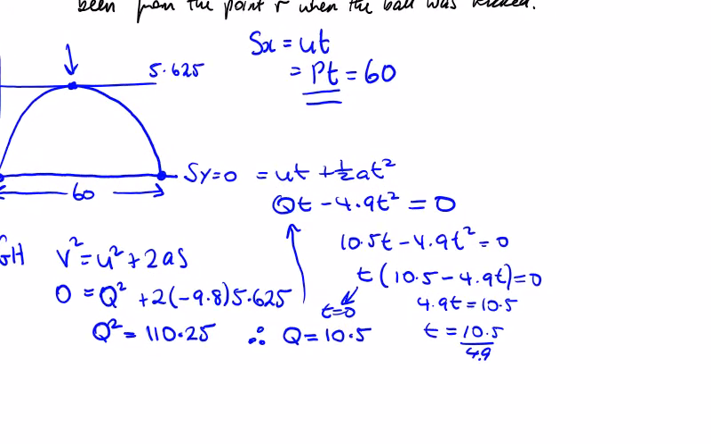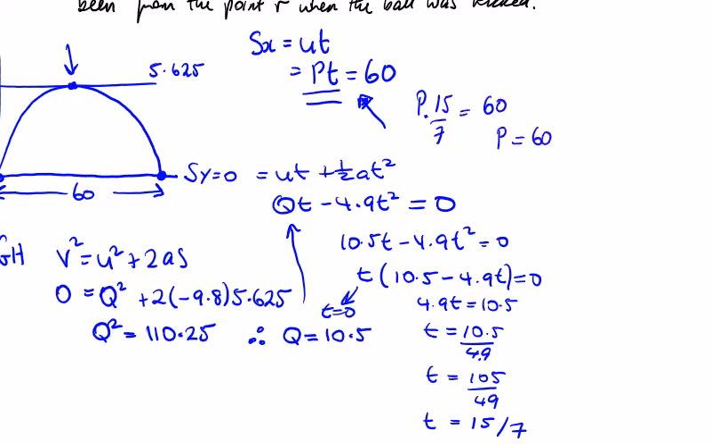I'm jumping ahead of myself now. If I multiply both of them by 10, I get 105 over 49, and 7 divides into both of them. 7 into 105 is 15, and 7 into 49 is 7. So that's my T. So if I go back up here, I'm going to get P times 15 over 7 is equal to 60. So P is equal to 60 times 7, 420 divided by 15. So P is equal to, is that going to give me 4 sevens? 28. 28.